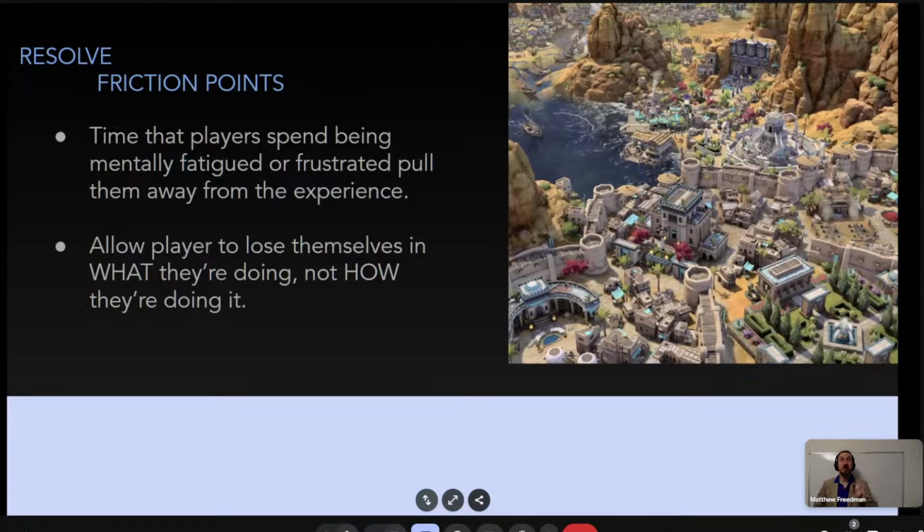Sorry, going back to your question there, or comment there, Nadine. So, 99% of the time, you really just want to keep them engrossed in the experience. And if they're sitting there having to go to an external reference or look up a guide online or something like that, you're pulling them out.